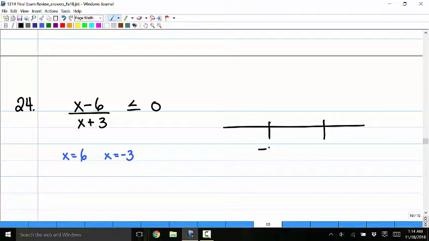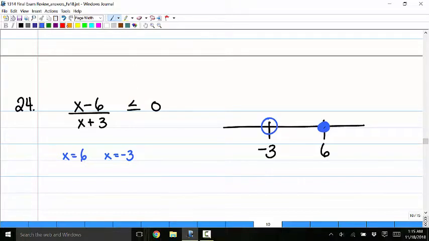So on our number line, I need to put -3 and 6. Now -3 was where the denominator equaled 0. That's always an open circle. Then I look at my inequality. I want less than or equal to 0. So equal to 0 is here. That's going to be a filled in circle.